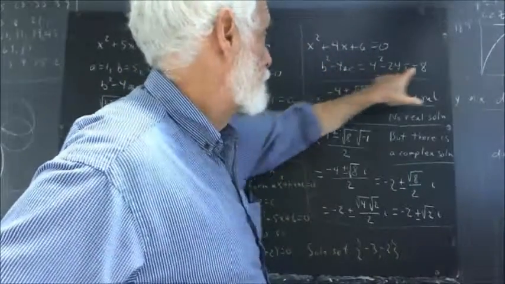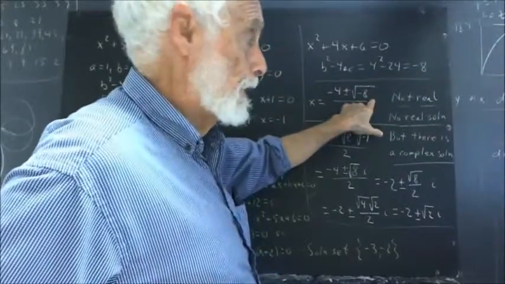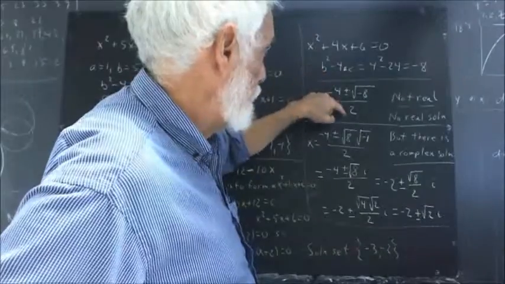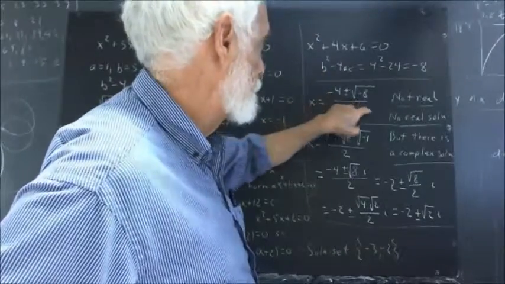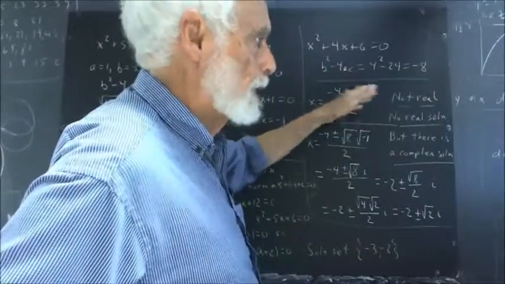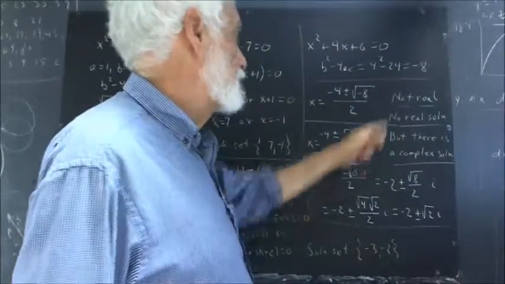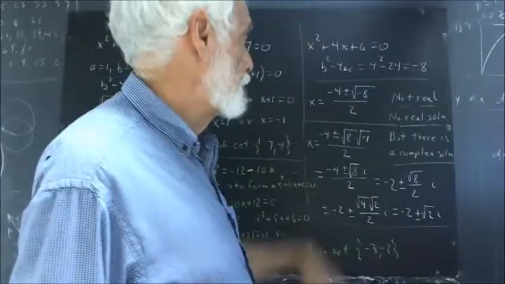The b squared minus 4ac is minus 8. We've already got that, so we'll put that under the square root. We've got a minus 4 for b and a 1 for a, which gives us 2a, which gives us 2. Okay? Now, that's what we would say. This is not real. There's no real solution.